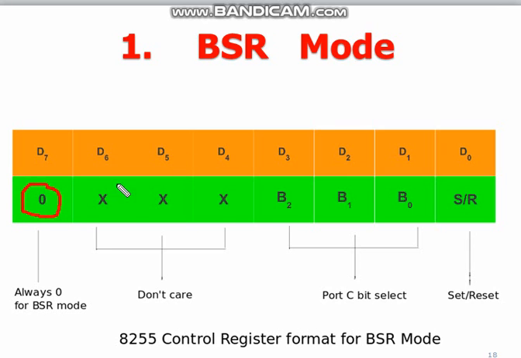And your D4, D5 and D6 do not take any role. It will be a don't care condition. You don't need to put anything. You can put either a 0 or a 1. It is a don't care condition.